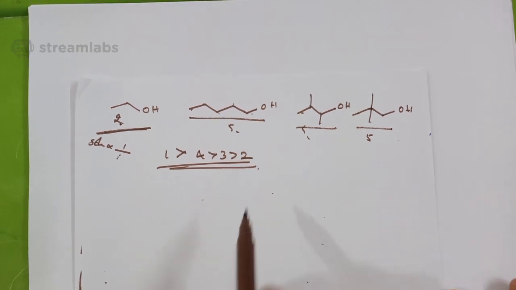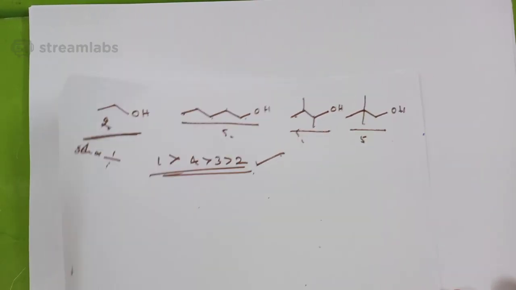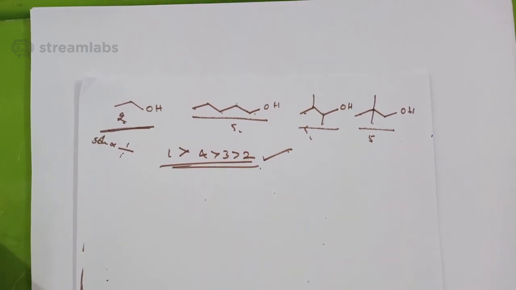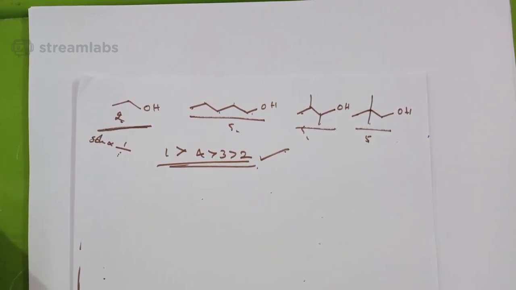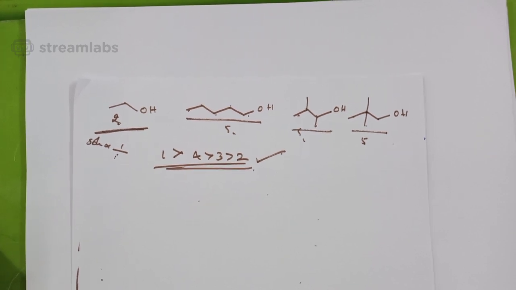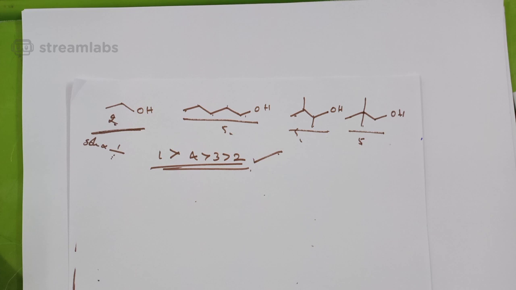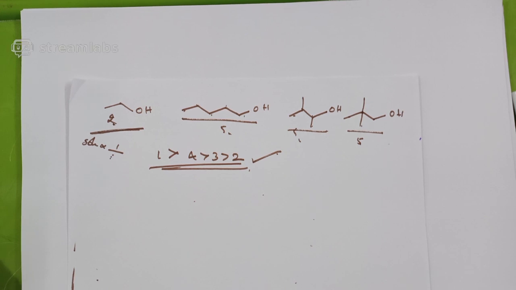So this is the answer for the solubility. This way they can ask questions like solubility and boiling point, melting point. Mainly we are discussing the boiling and melting point, which mainly depends upon the first factor, molecular weight. If molecular weight is the same, go for hydrogen bonding. So based on hydrogen bonding and surface area, based on those factors we will get the answer.